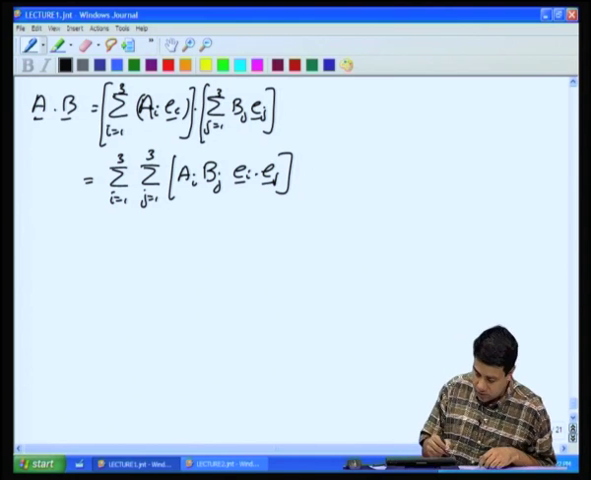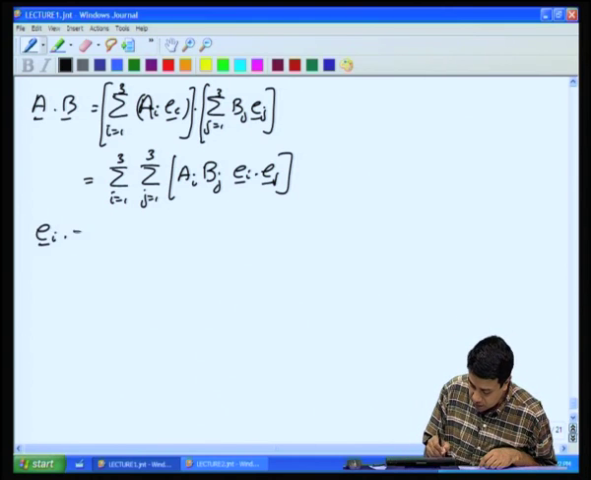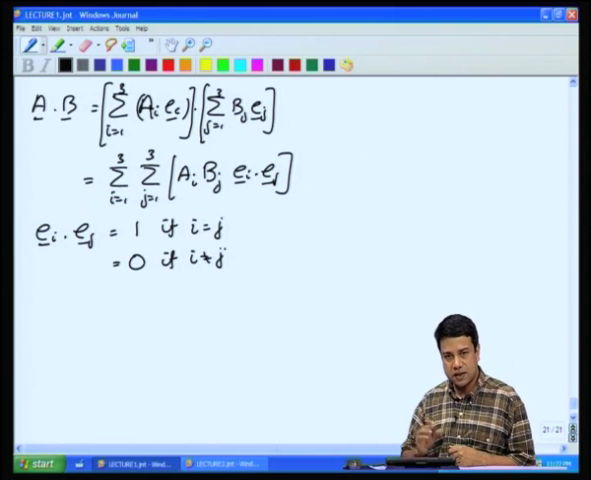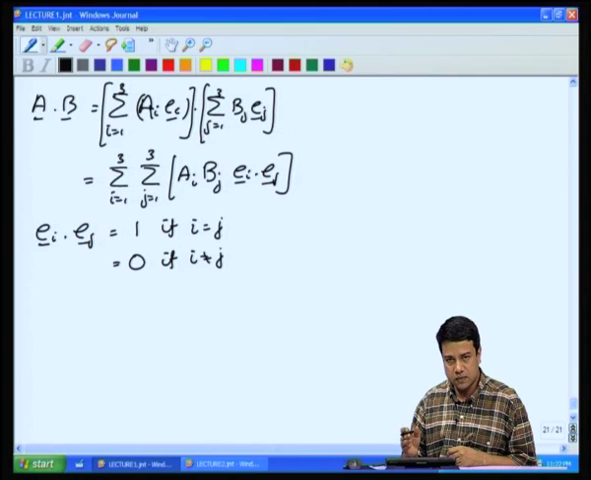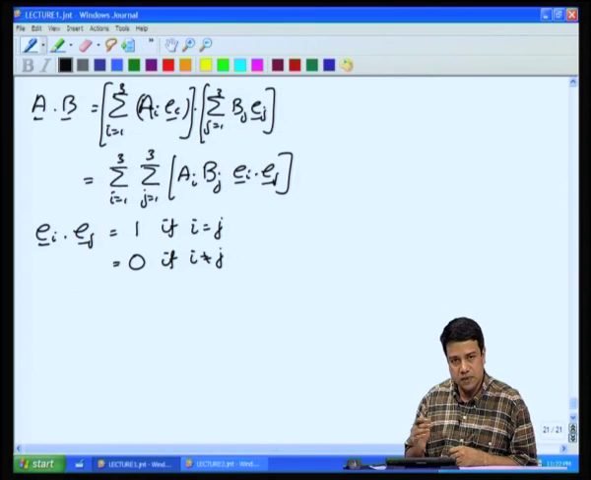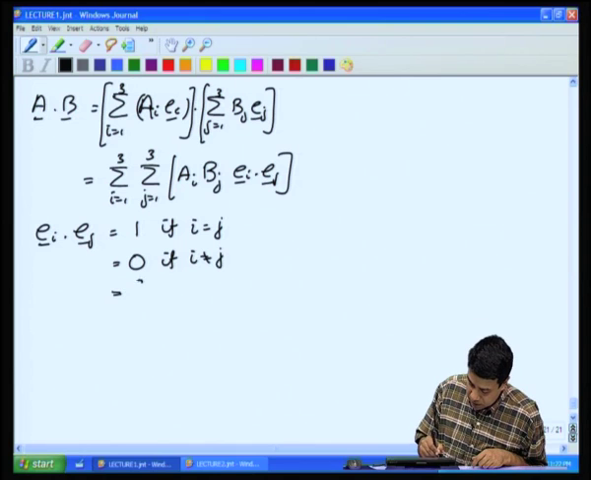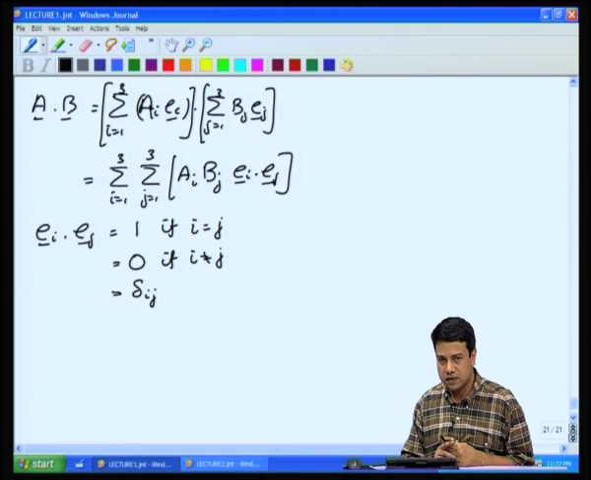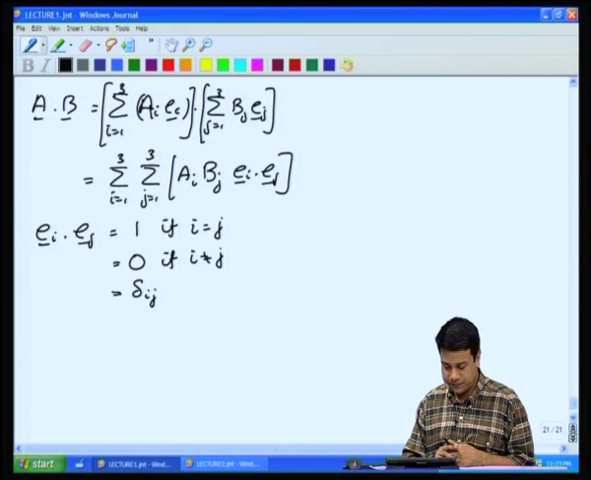Okay. So, this dot product e_i dot e_j is also written as: it is equal to 1 if i is equal to j, and is equal to 0 if i is not equal to j. Okay. So, it is either 1 or 0. It is written by the simple delta_ij. Okay. Delta_ij often called the Kronecker delta function. Delta_ij is 1 if i is equal to j, delta_ij is 0 if i is not equal to j. Okay.